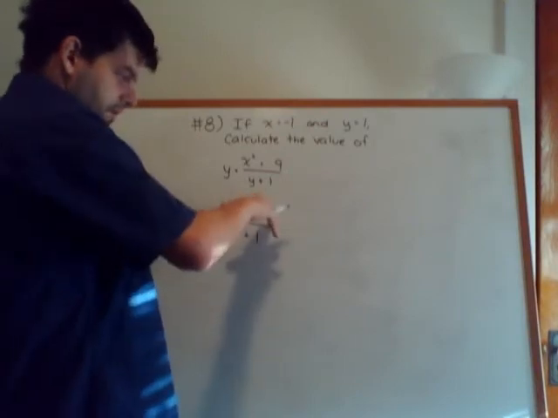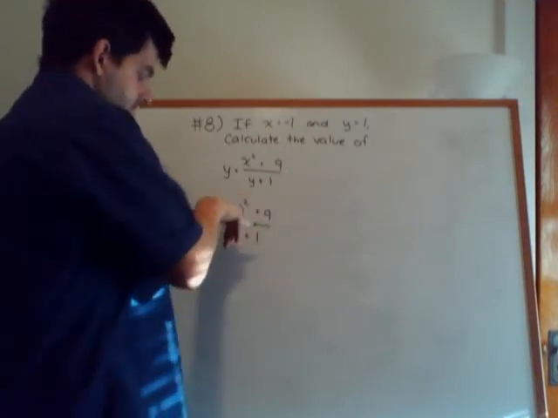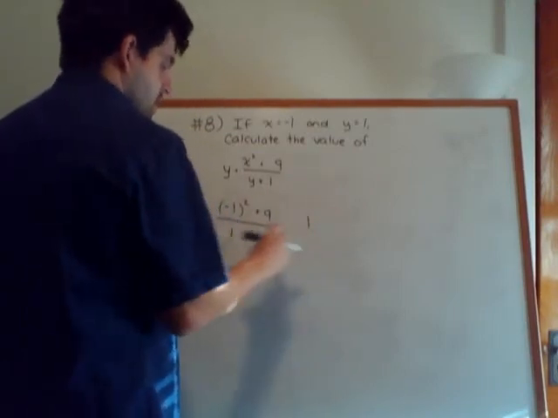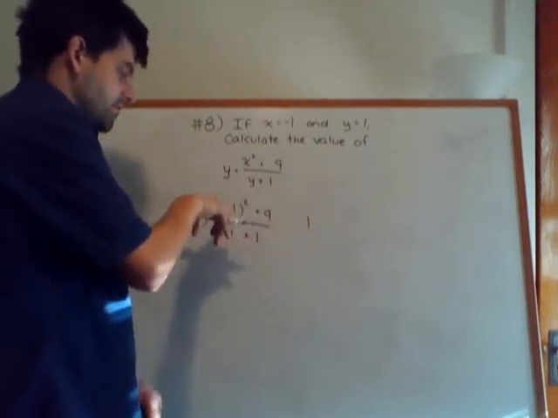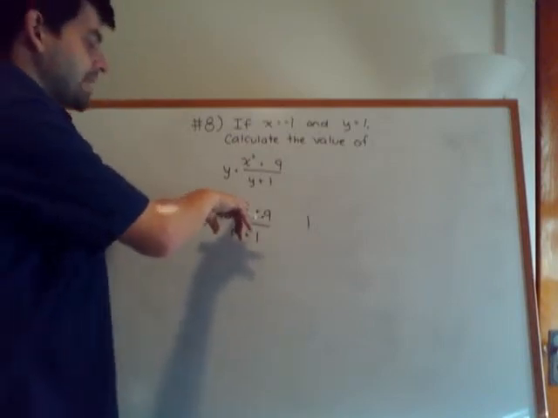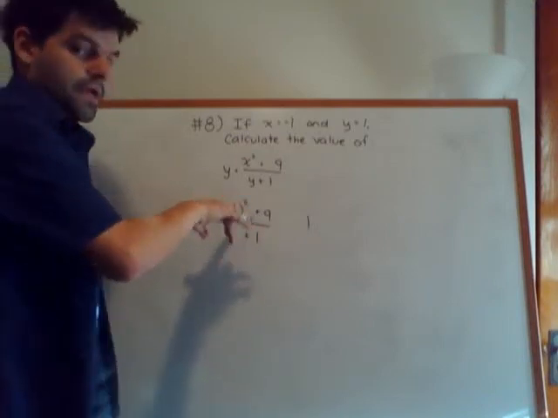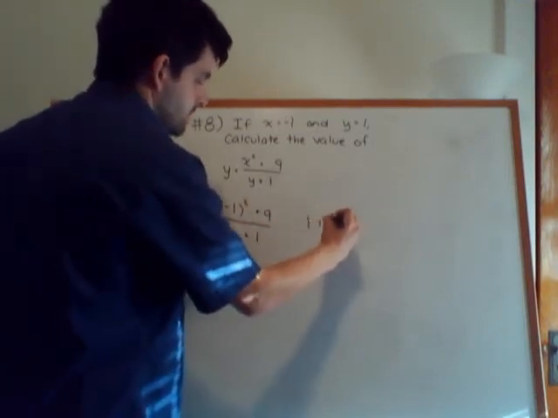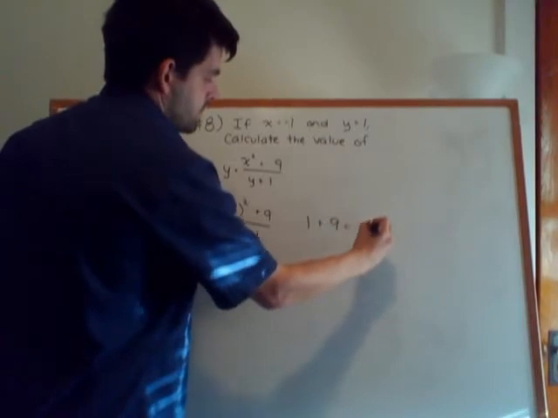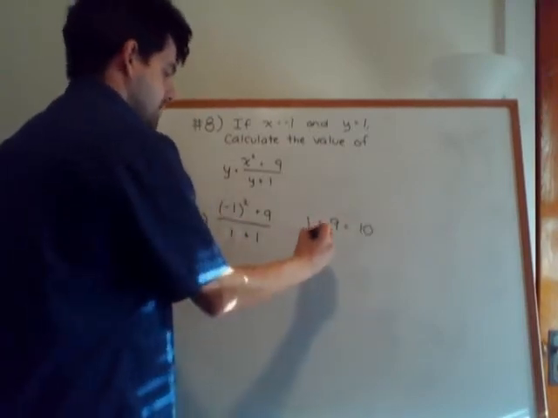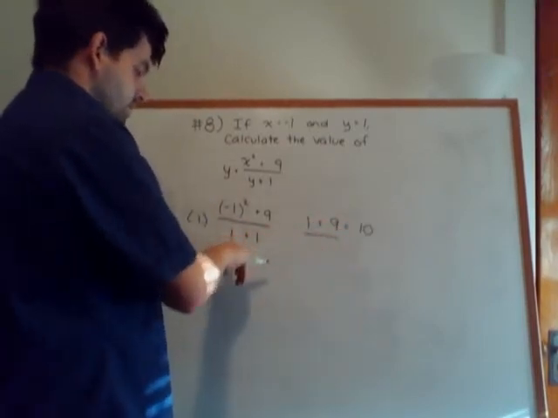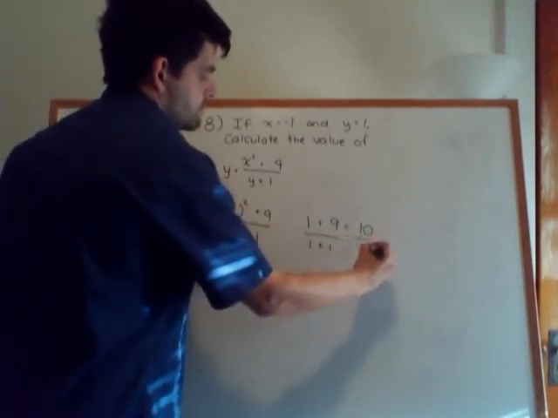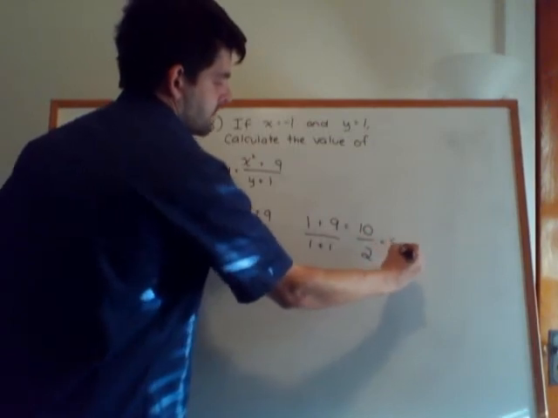I'm going to start with my numerator and then my denominator. Negative 1 squared is positive 1. Remember from the last equation, if I have a negative value to an even exponent, my value will be positive. Then we add 9 and get 10. And then we have 1 plus 1, which is 2, so the result is 5.